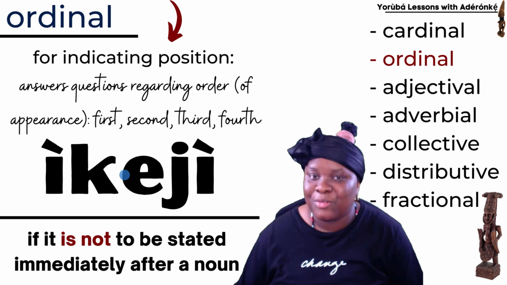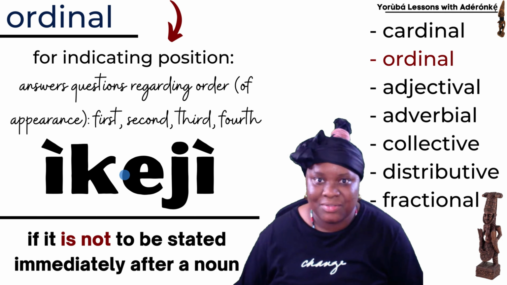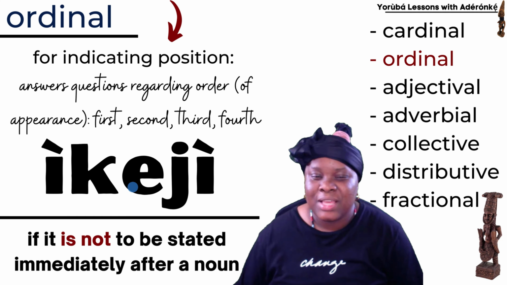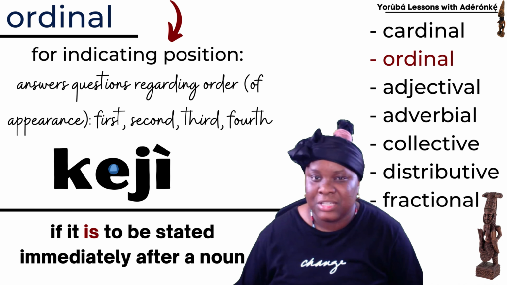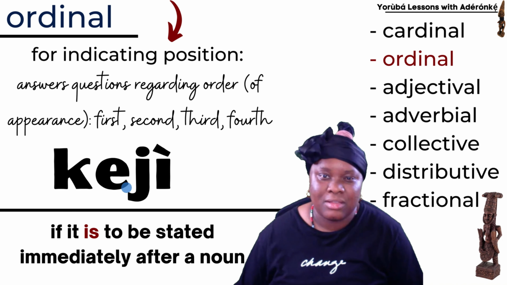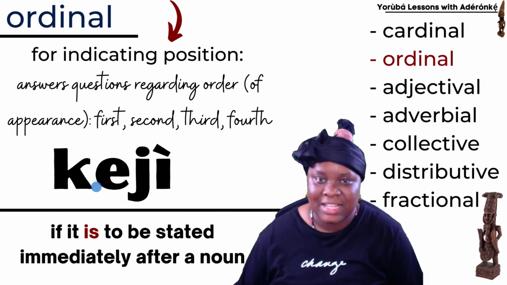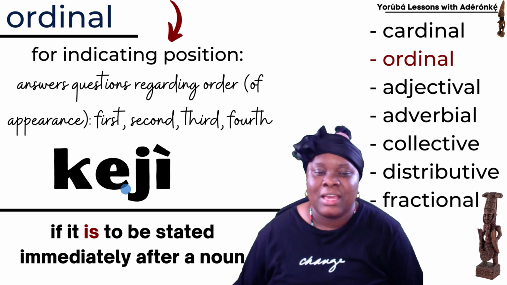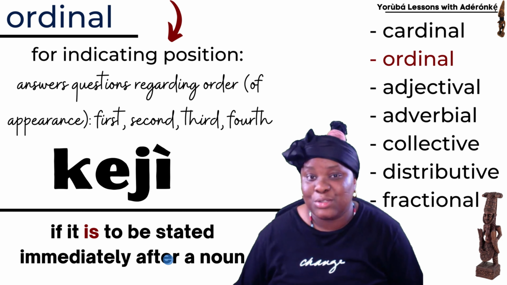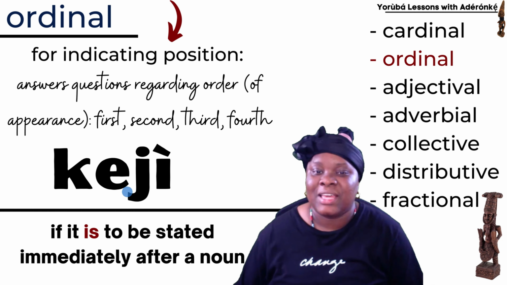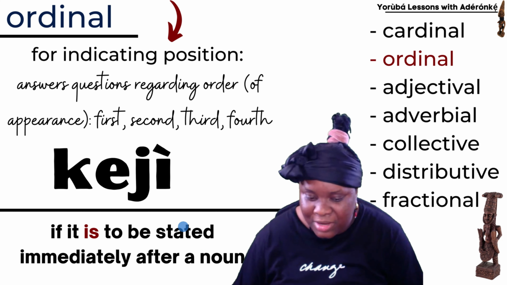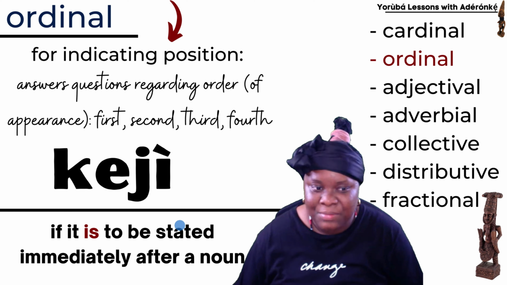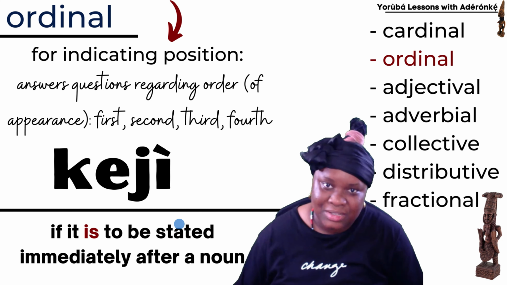The noun will come before what is serving as the adjective there. So you cannot say ikeji immediately after a noun. You would have to say keji. You will remove the first letter, the vowel i, and it would be keji rather than ikeji. If it is to be stated immediately after a noun, keji would apply. But if it is not appearing after a noun in a statement, then ikeji would apply.